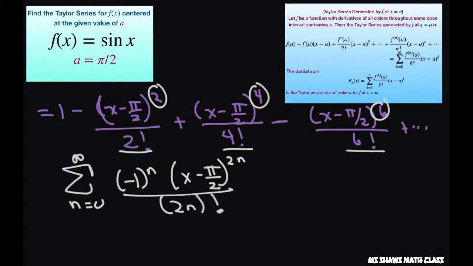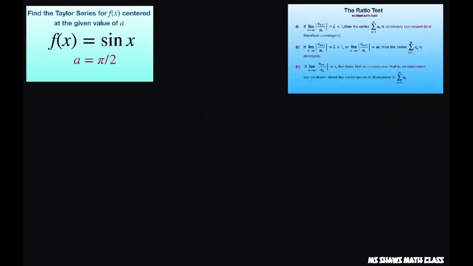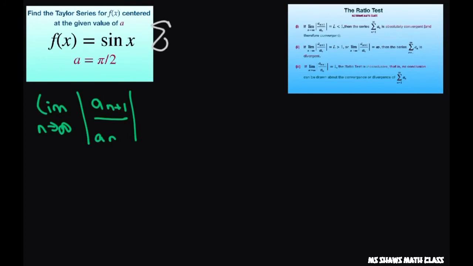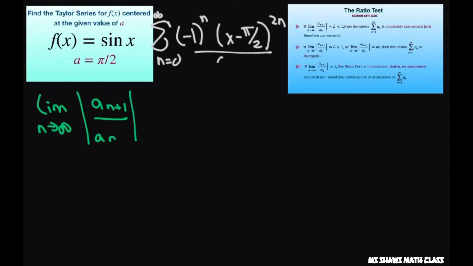Now let's do our radius of convergence using the ratio test. So we're going to take the limit as n approaches infinity of a sub n plus 1 divided by a sub n. I'm going to go ahead and very quickly rewrite what we had in case you didn't write it down. So I'll just write it here. I'll go as fast as I can. All right, this is what we had.